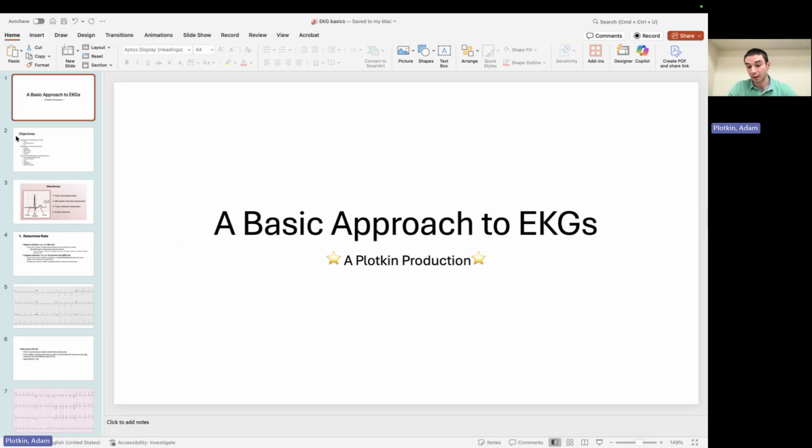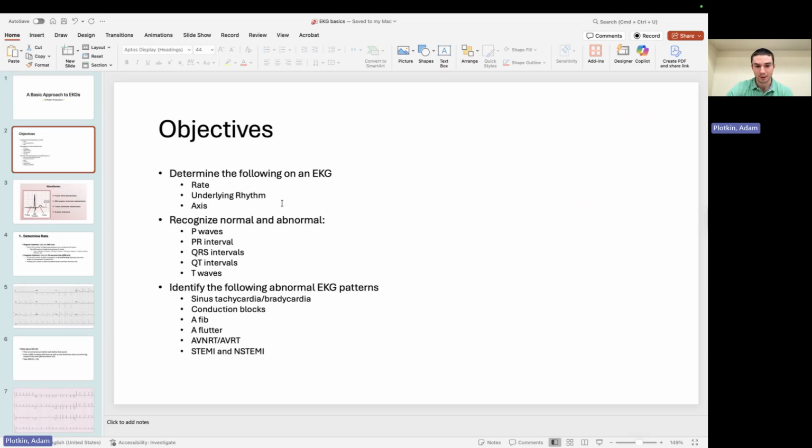So definitely not an all-encompassing lecture, but enough to review the basics and then go over some really high-yield rhythms and how to identify those. We'll talk a little bit about pathophysiology, but really just to help you decipher the EKG. We'll determine the following on an EKG: the rate, rhythm, axis. We'll recognize normal and abnormal P waves, PR interval, QRS, QT, T waves, and then some of the following EKG patterns, and a little bit more.